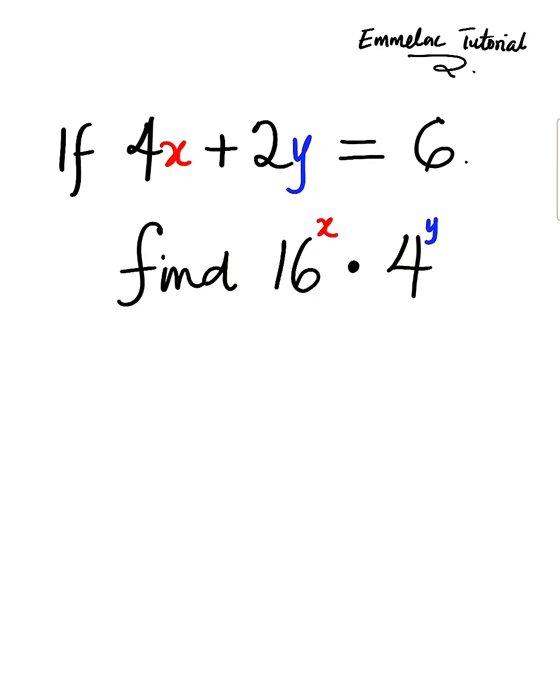Let us look at this tricky SAT question. It reads: if 4x + 2y = 6, find 16^x times 4^y. So how do you go about it?